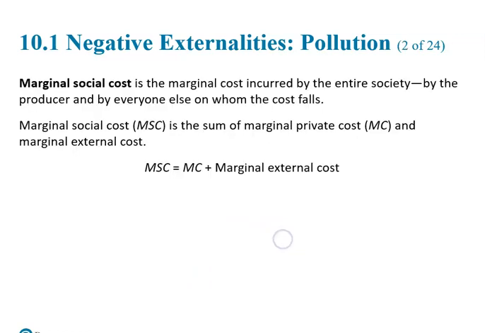So let's take a look at these two. Marginal social cost is the sum of the marginal private cost and the marginal external cost. So in order to get an idea of the total cost of production, you should be looking at the marginal social cost, because it also includes the marginal external cost that falls on everyone else apart from the producer of the good or service.